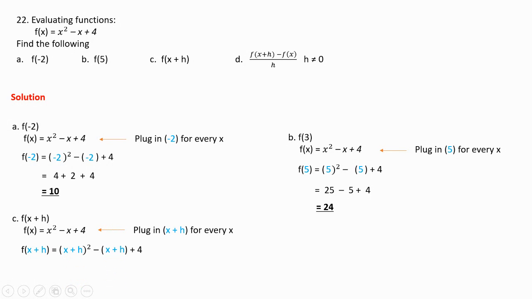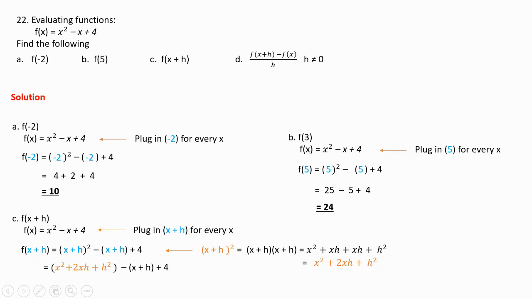Now I need to FOIL this. X plus h squared, okay, I'll do it here on the side. X plus h squared is equal to x plus h times x plus h. So if we FOIL, for example, x times x will give us x squared. X times h will give us xh. And h times x will also give us hx, or xh, it's the same thing. And h times h will give us h squared. Now we can combine these, right? So we're going to have x squared plus 2xh plus h squared. So this will replace the x plus h squared.